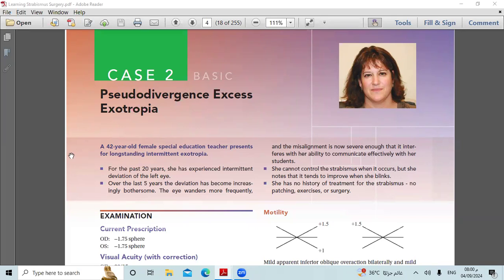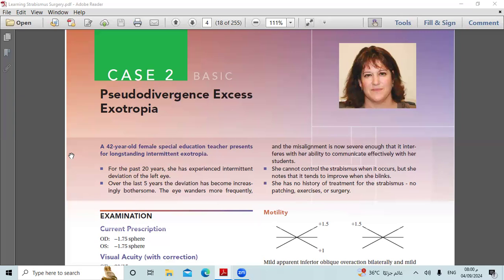Assalamu alaikum everyone. So, case number two, pseudodivergence excess exotropia. A 42-year-old female special education teacher presents for long-standing intermittent exotropia. For the last 20 years, she has experienced intermittent deviation of the left eye. Over the last 5 years, the deviation has become increasingly bothersome.